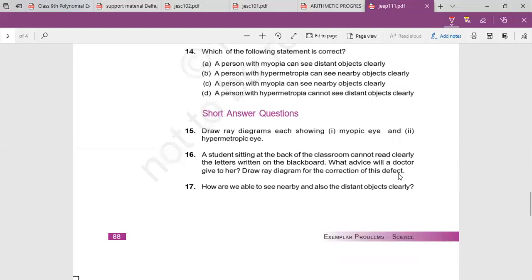The student has myopia. Far distant objects cannot be seen clearly, so that is myopia. What correction has to be done? She needs to use a concave lens. A person has to wear spectacles having a concave lens of suitable focal length.